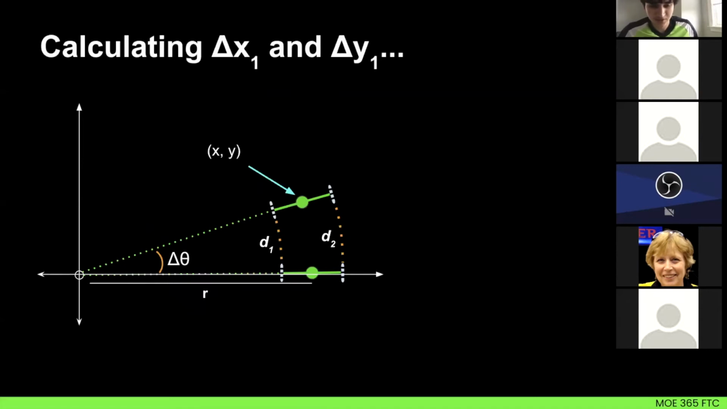And I'm going to put a diagram up here. D1 and D2 mean the same thing as they did earlier. D1 represents the distance that the left encoder traveled, and D2 represents the distance the right encoder traveled. And using D1 and D2, we can find delta theta and R.